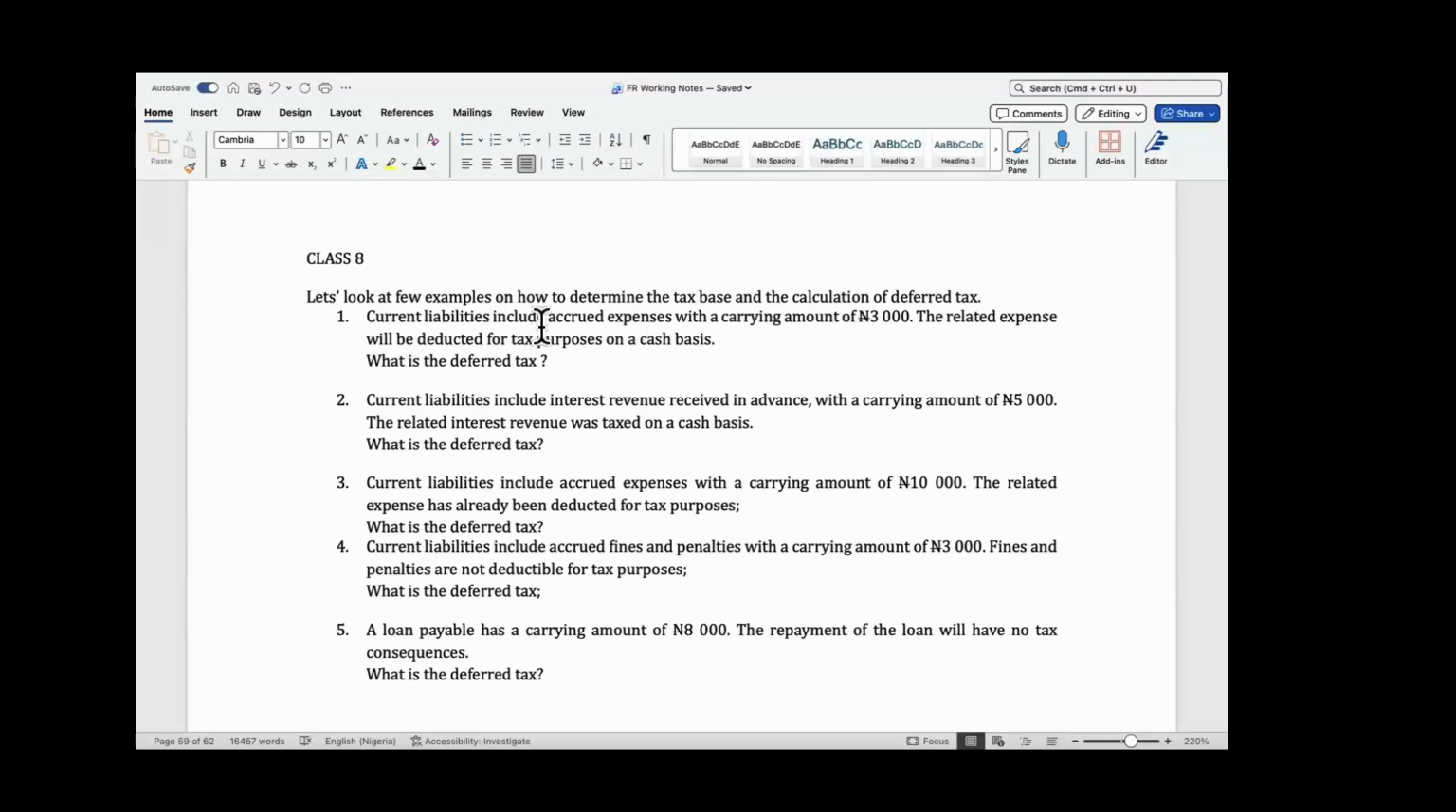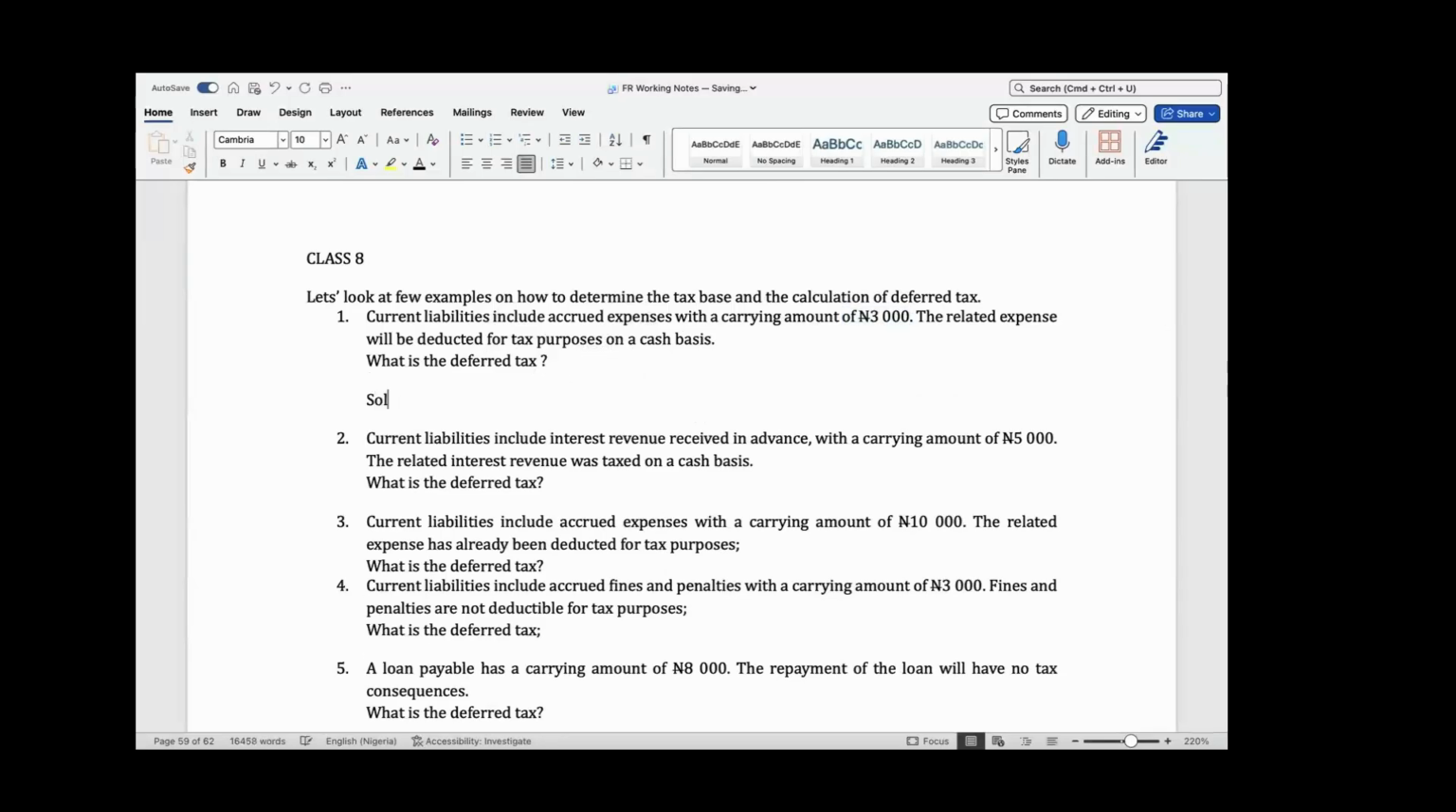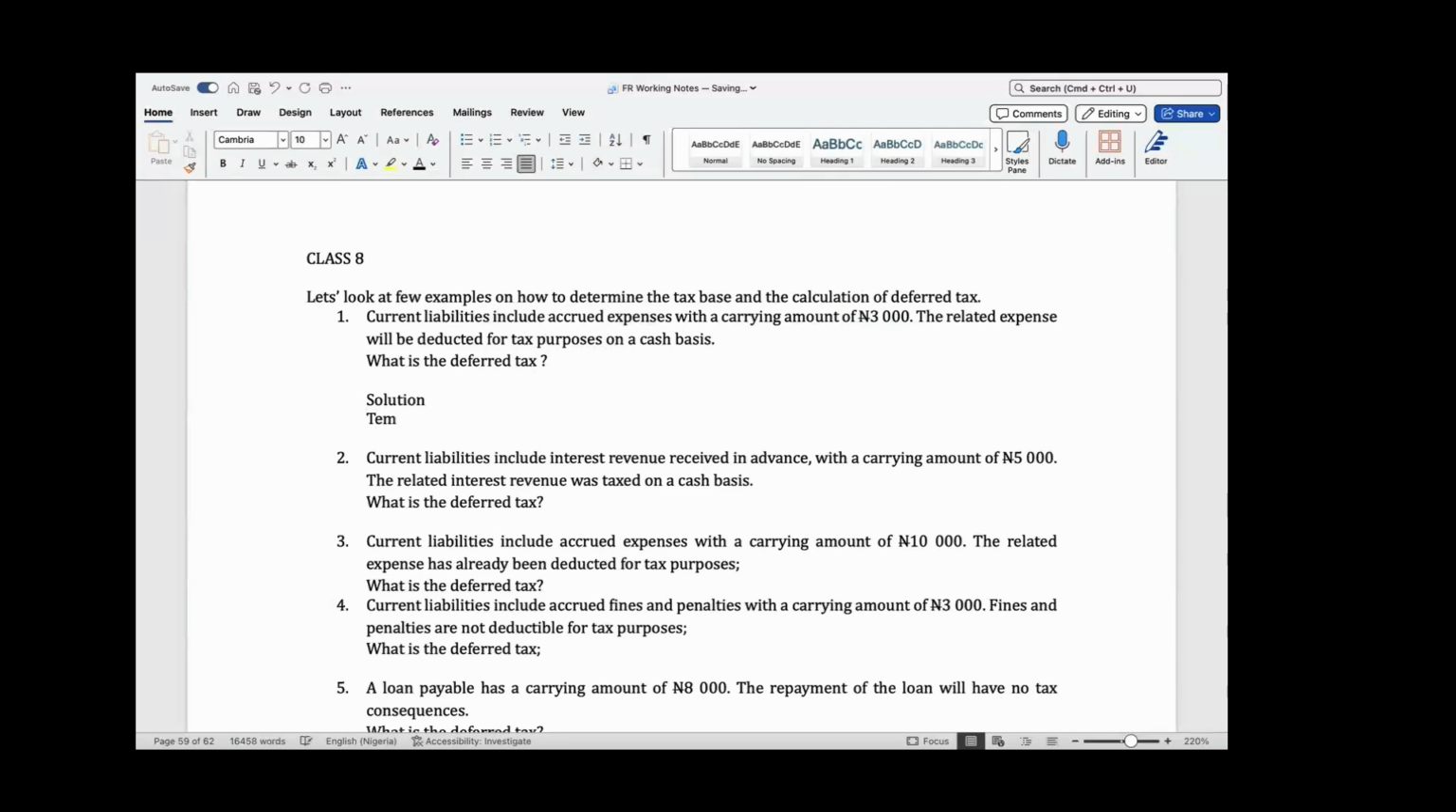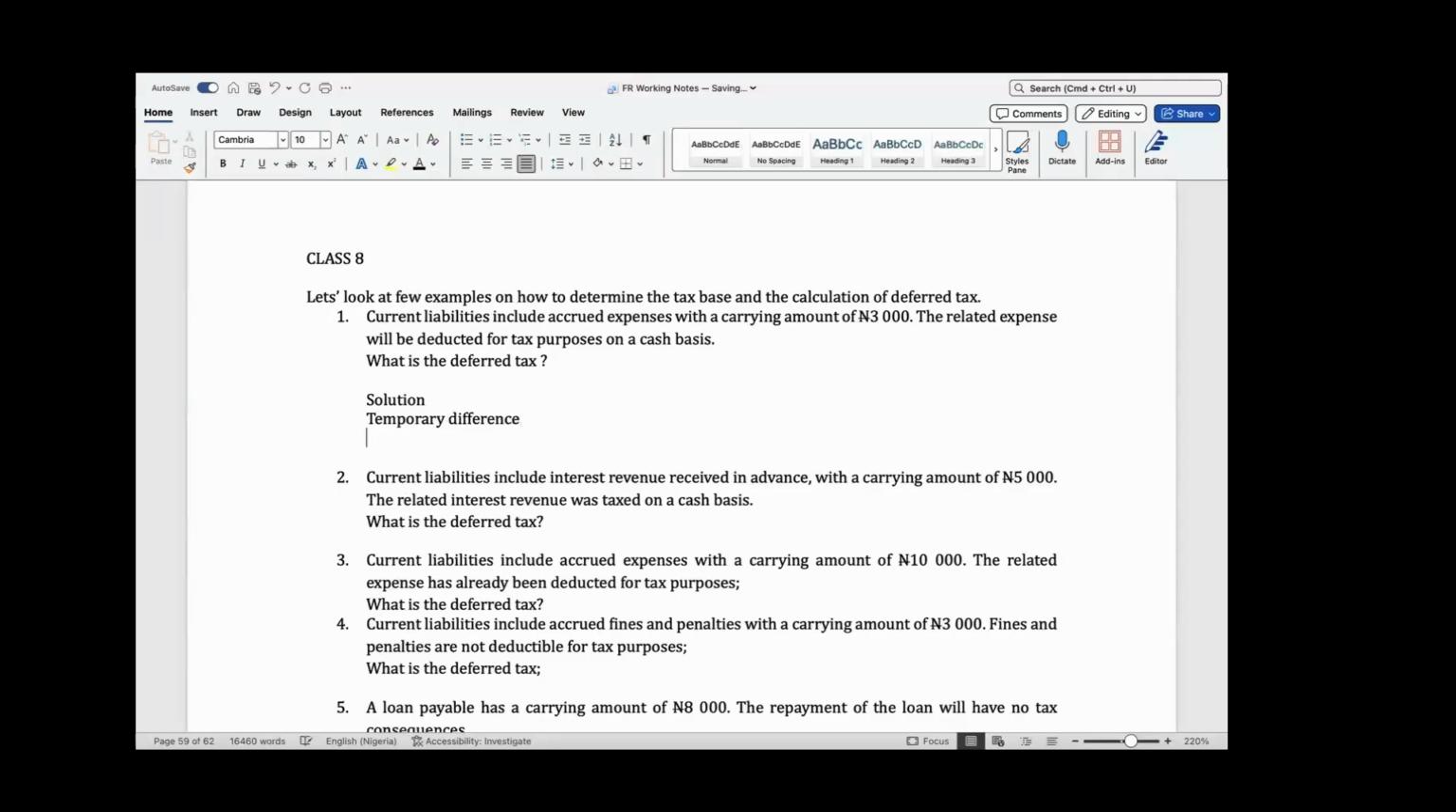Now let's look at further questions. The first question here says that the current liabilities include accrued expenses with carrying amount of 3,000. The related expense will be deducted for tax purposes on a cash basis. What is the deferred tax? Again, to determine deferred tax, we need to identify temporary difference. And from here, it's relating to a current liability that includes accrued expense with a carrying amount of 3,000.